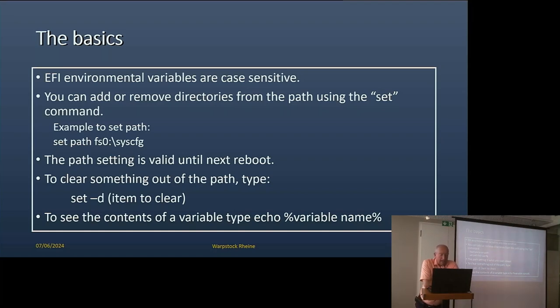To clear anything out of the path, rather than saying set and the path name without any value as in OS2, you have to say set -d to clear it. You can see what the variable is in the same way we do in OS2: echo, percent, variable name, percent. The problem is always, it's a little bit like what you know, but not quite. So we always have problems when we're typing stuff.